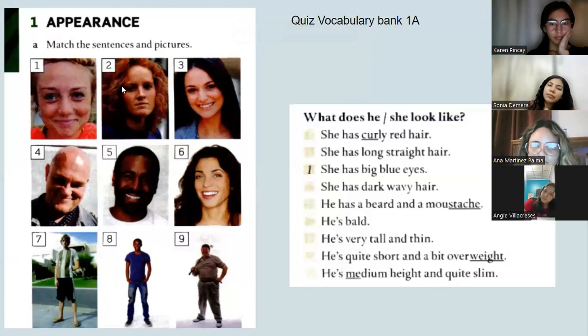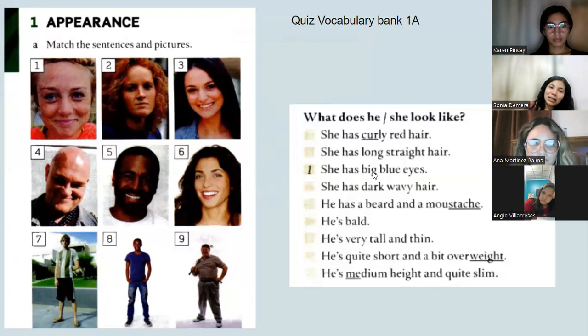We should match the description with the picture given. Okay, so how can we match? We're going to use the numbers, okay? So we're going to write the right number on the description. Number 1 is always done as an example, okay?